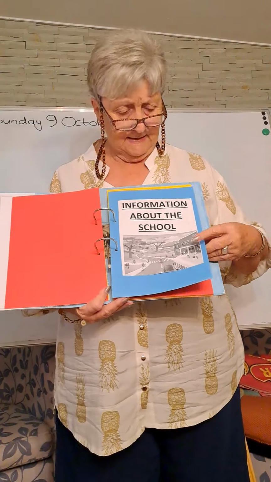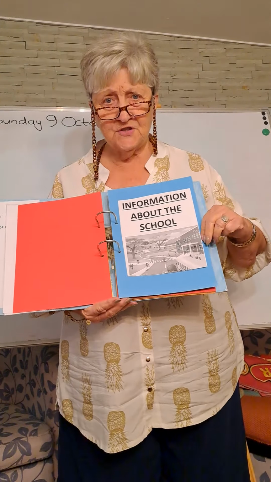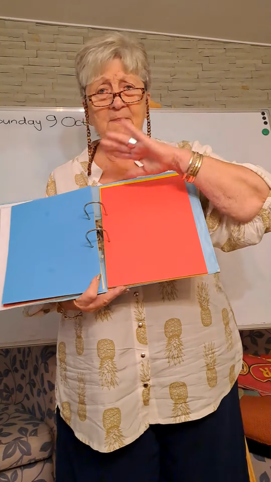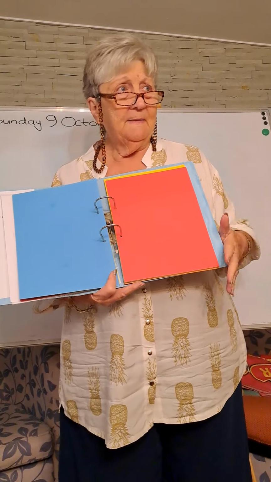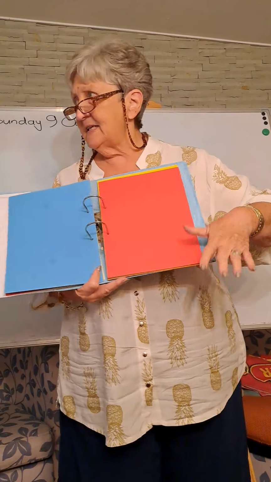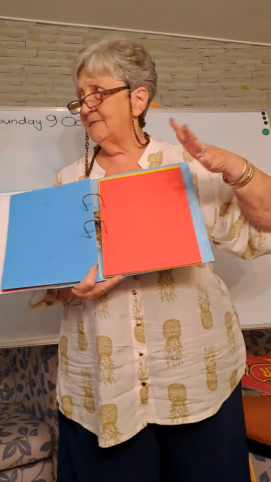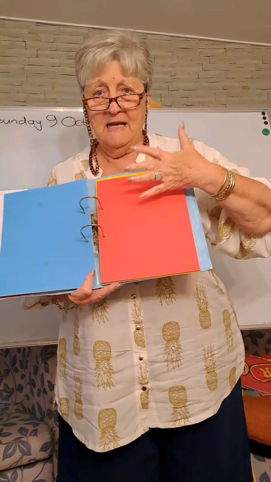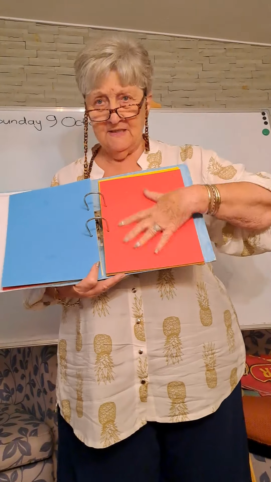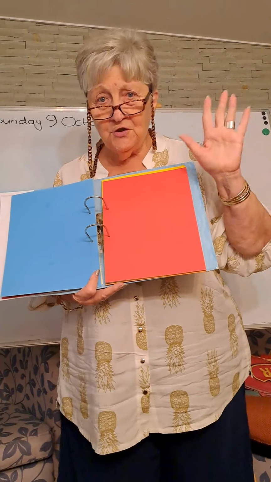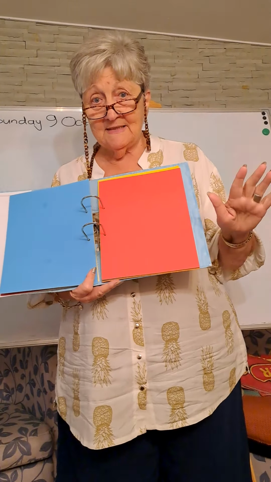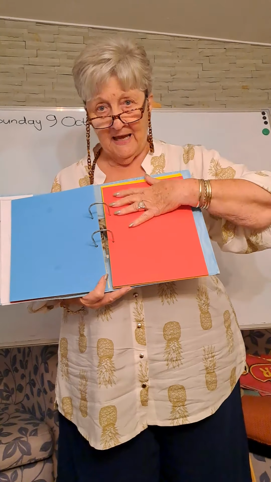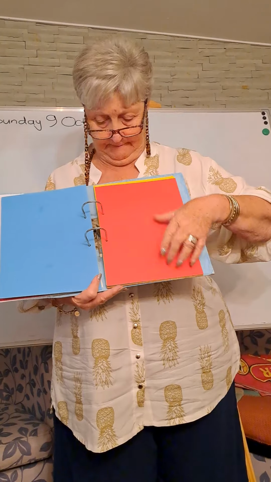The next one is information about the school. And this is where you will be sticking in stuff that you get from the school. Now, this would be the admission statement, it would be the mission statement, the vision statement, it will be a letter from the principal to the parents, it will be anything that you get. And that's why I say make friends with the secretary, because you'll be able to ask her and she'll be able to give you this information.